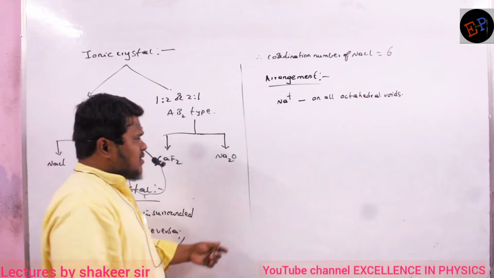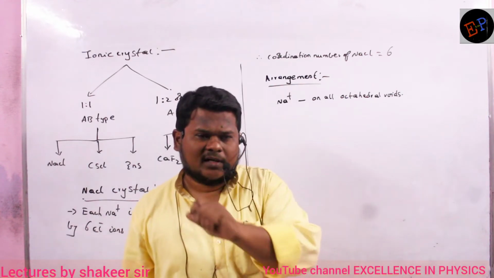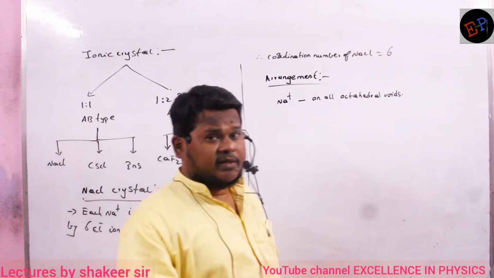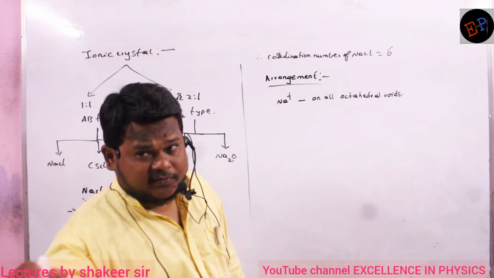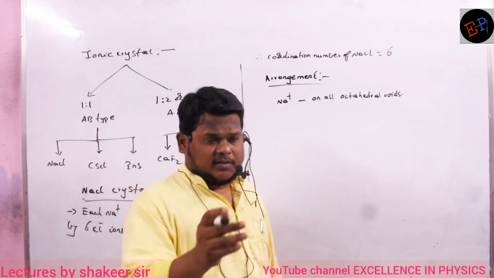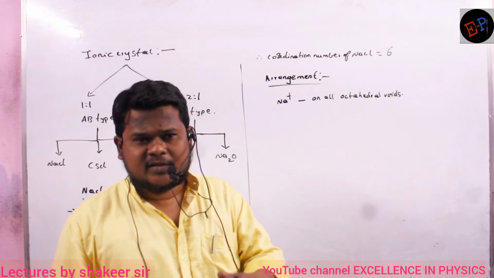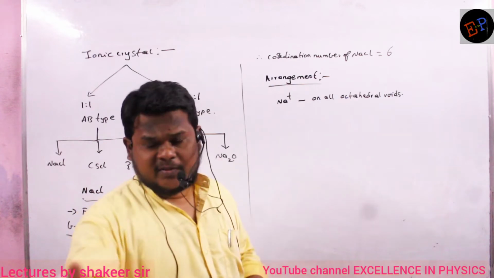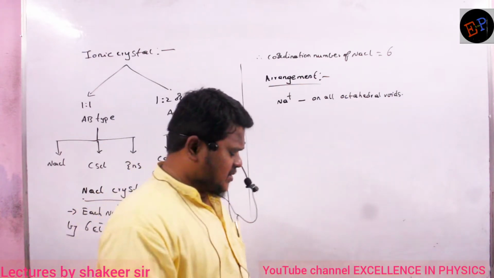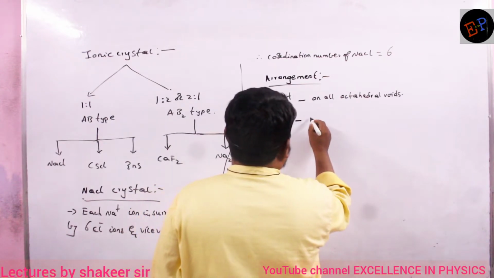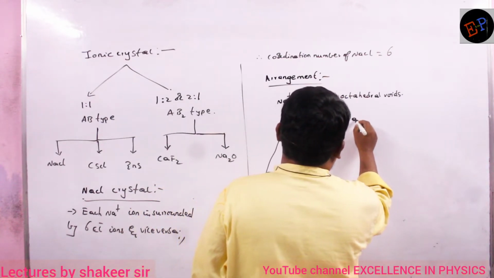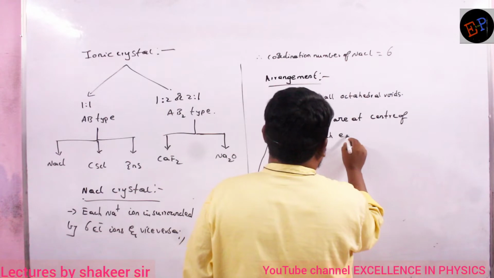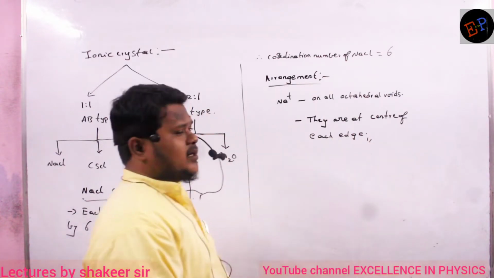Now can you say, in a cubic crystal, what is the arrangement of octahedral voids? In the middle of the cubic cell. Very good. In the middle of one cubic cell, there will be one octahedral void. Where else will they be present? They will be present at the center of each edge. So at every edge you can find Na+ ions.